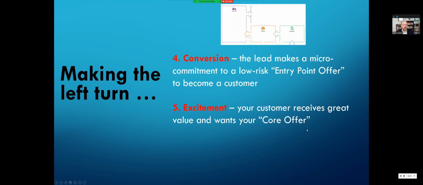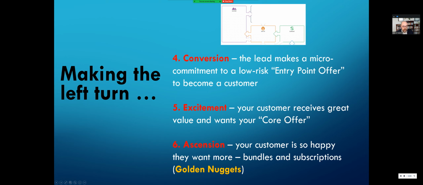The excitement is really the script. So whether you're doing a webinar, a discovery call, or a sales call, this is the script that excites them about the value proposition of your core offer that you can then bring them through to your ascension ladder. And the ascension ladder is where we give the customer so much value and so much opportunity to do business with us, they want to do more and more.